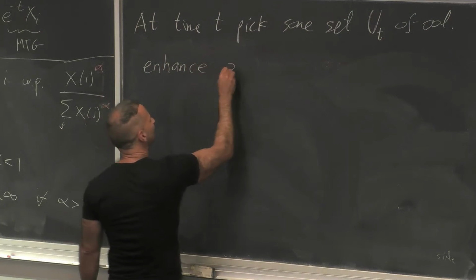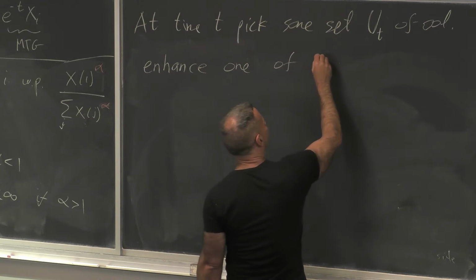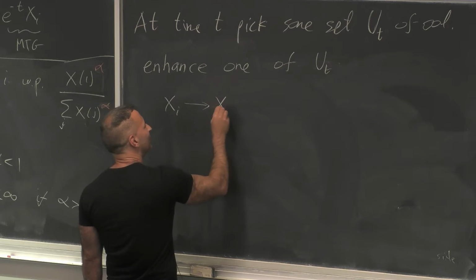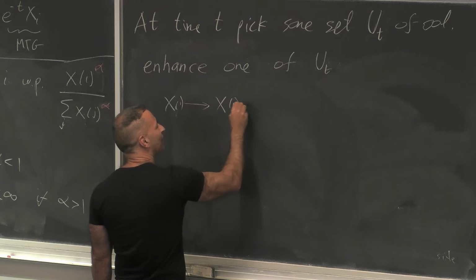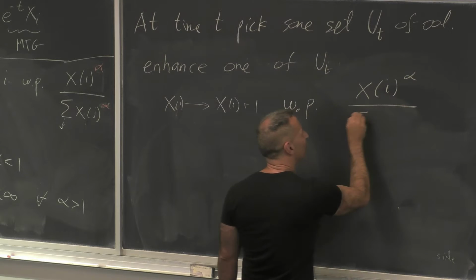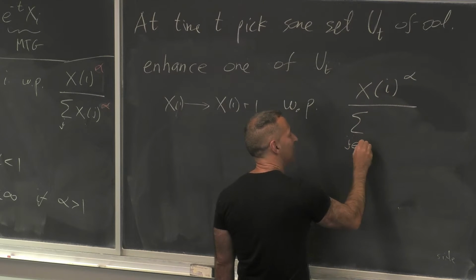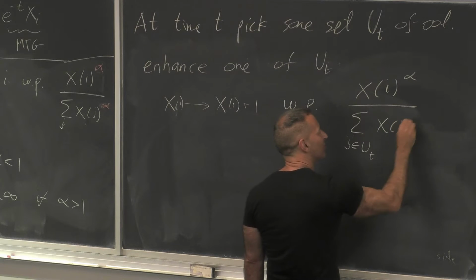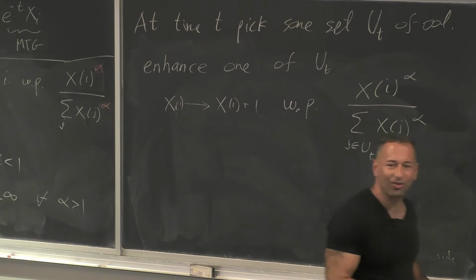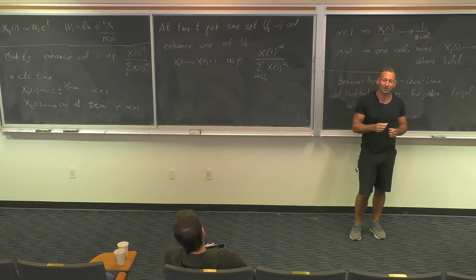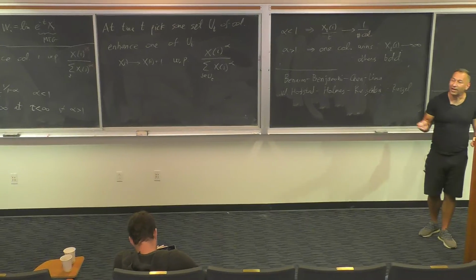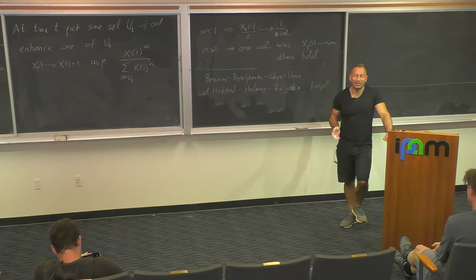You enhance one of U_t. So x_i goes to x_i plus 1 with probability x_i to the power alpha over the sum over all j in U_t of x_j to the power alpha. So you are no longer competing with all the colors, but each time just a subset of the colors are competing. And we want to try to understand the same type of questions. So what happens asymptotically in this model?